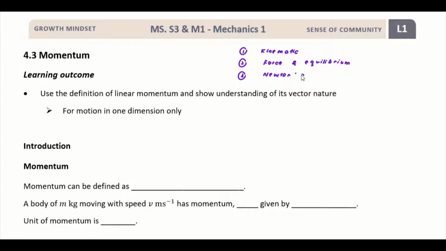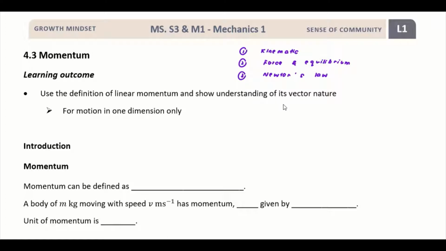Today we are in the fourth chapter, and this chapter is very short. There are only two learning outcomes for this chapter, and we are going to finish it within two lessons, which means today's lesson and Wednesday's lesson. If you are M1, it will be Friday's lesson and then Monday's lesson. Then we can move on to the last chapter, which covers work, energy, and also power.